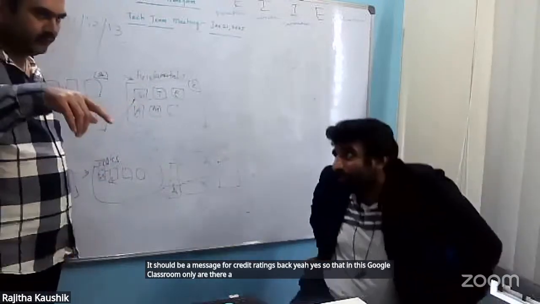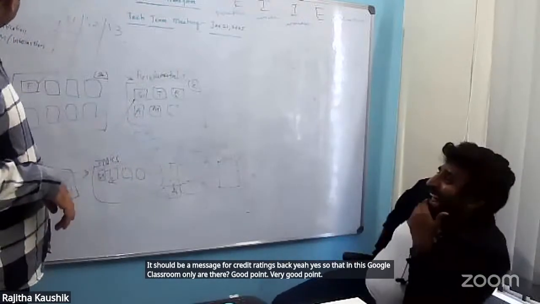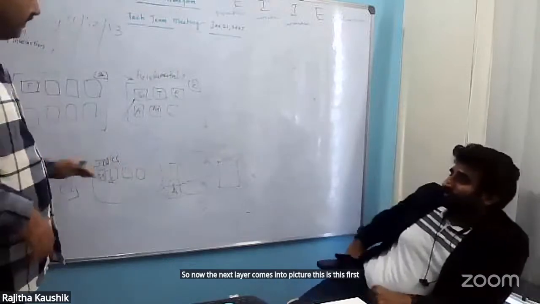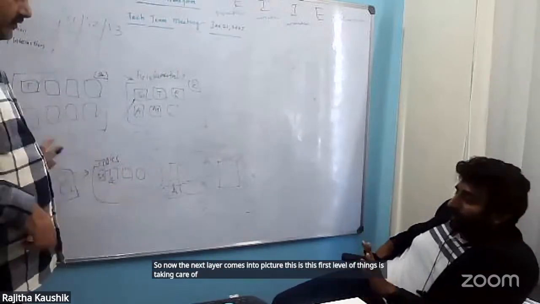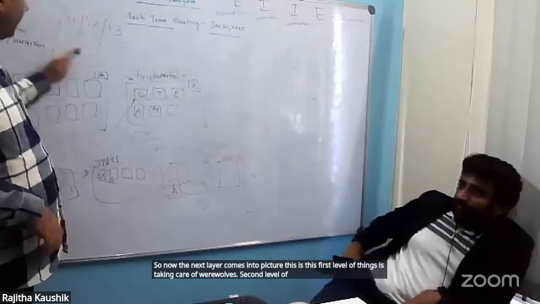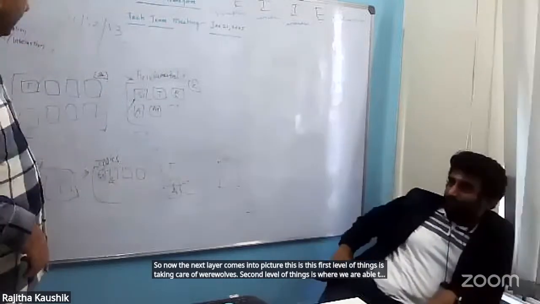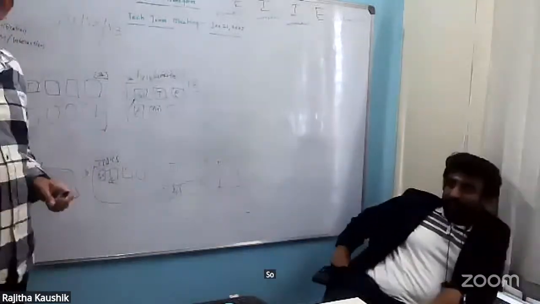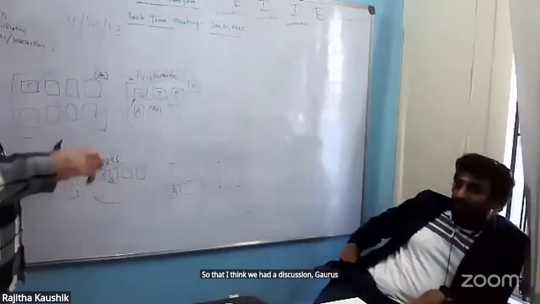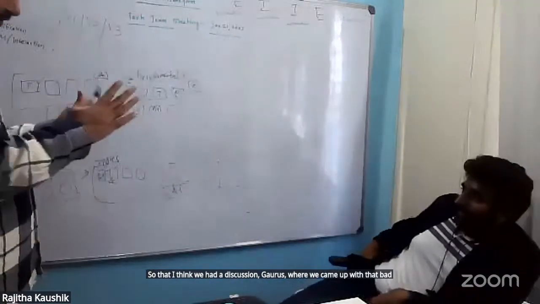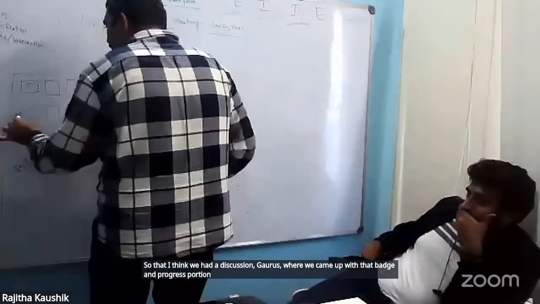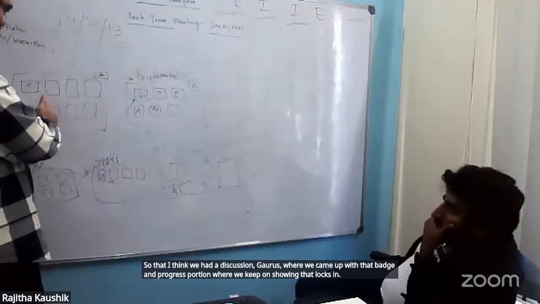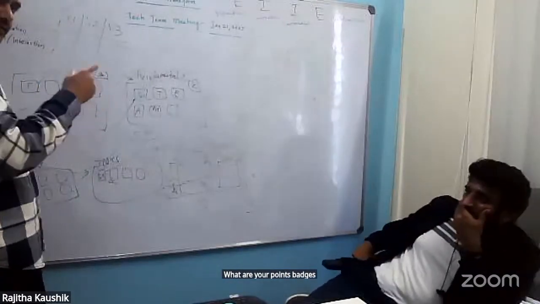So now that I come to it, good point, very good point. Now the next layer comes into the picture. This first level of things is taking care of the bare bones. The second level of things is where we are able to use this data for displaying it in a meaningful way. We had a discussion, Guruji, where we came up with that badge and progress portion, where we keep showing that box here: what are your points, badges, and whatever structure we decide.